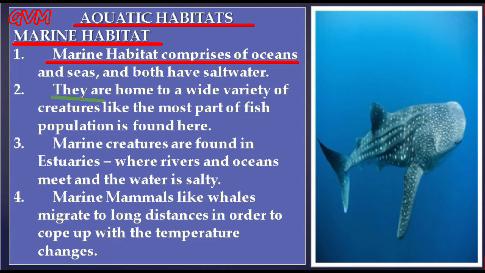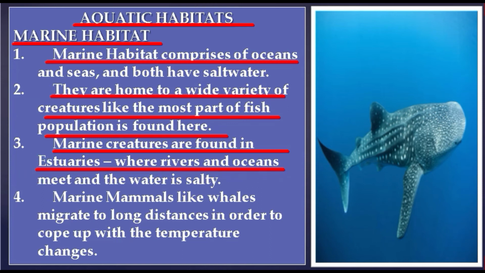Students, these marine habitats are home to a wide variety of creatures, like the most part of the fish population of the world. And students, these marine creatures are generally found in the estuaries, that is to say, estuaries are those places where the rivers and the ocean water meet. And not only this, in fact, these marine creatures are also found in salty water.